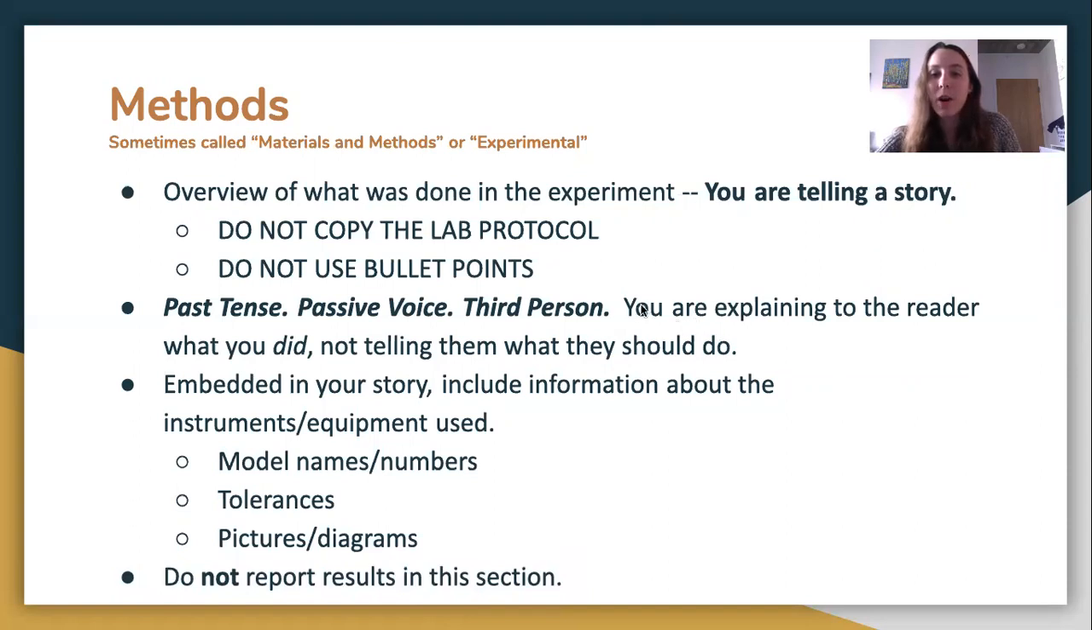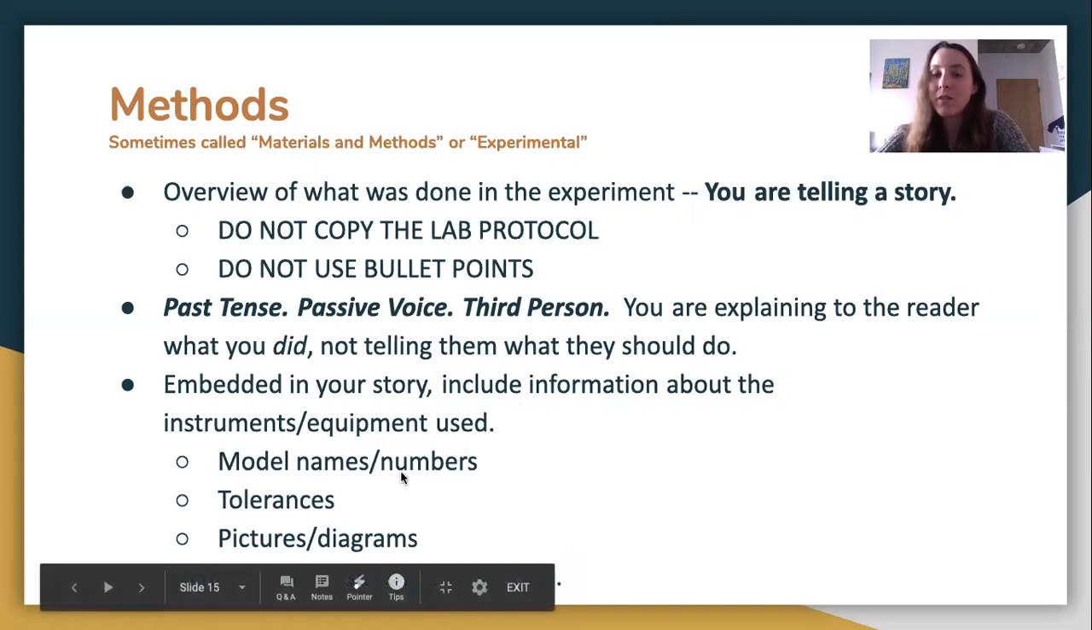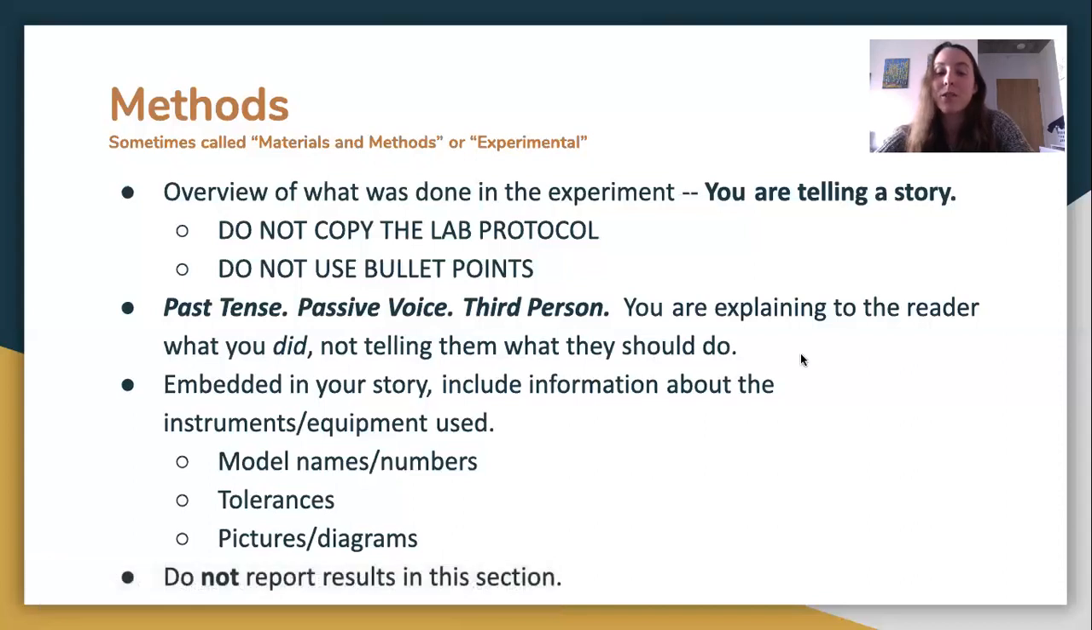In addition, a common mistake is students trying to tell the reader what to do. That's not what you're doing. You're telling your story. Some important things you want to embed into this story are the model names and numbers of any instruments you use and their tolerance. Very important. If you have them, pictures and diagrams are sometimes useful. Big thing, sorry: last bullet point on here, do not report any results in the methods section. None.